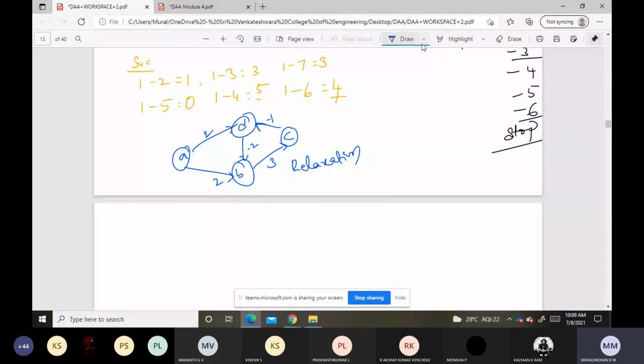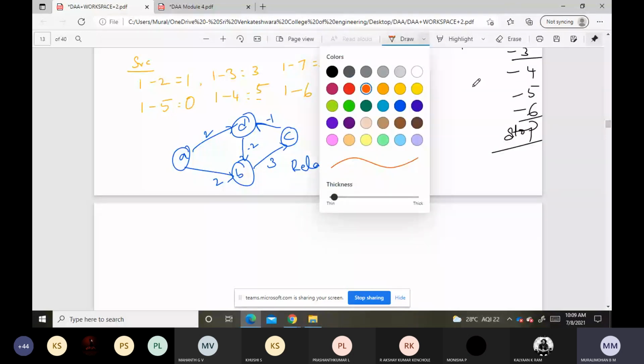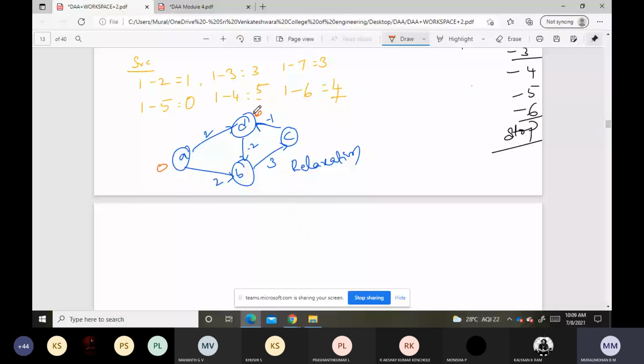So initially, the source vertex, let us take 0, infinity, infinity, infinity. Okay, first edge. So A to D, let us take 0 plus 2 is less than infinity. So 2 is updated here. Similarly here, 2 is updated.